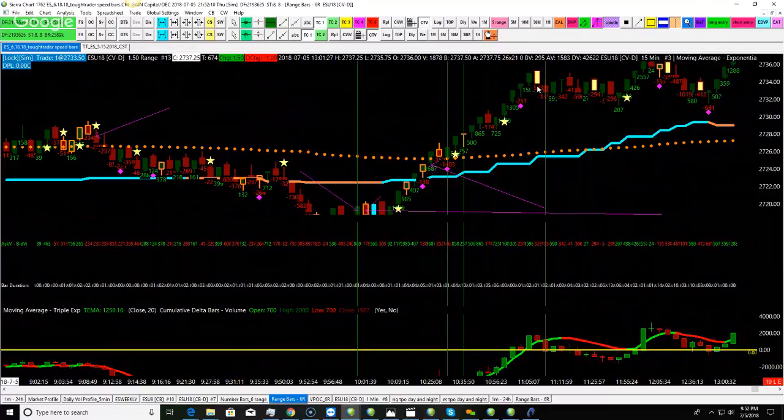Maybe we didn't get the high, but we got darn good location, right? And I will take that every single time. I think that is fantastic location, and that makes all the difference between turning it into a 5-point trade, which we did right here, versus turning it into a 10 or 15-point trade, which I very much would have liked to have done. Next, I want to slide you over.